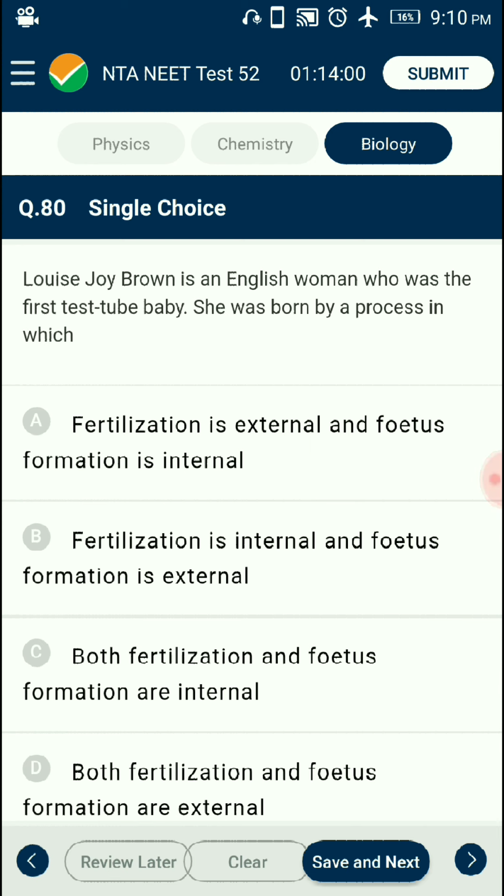tube baby method. The ovum from the wife or donor and sperm from the husband or donor are fertilized outside the body to form zygote. Under similar conditions, the zygote is later transferred into the uterus for further development of the embryo into the fetus. So the answer is option A. Fertilization is external and fetus formation is internal.